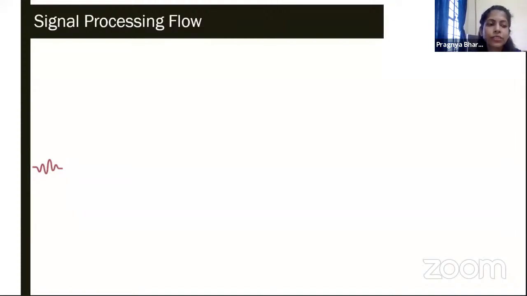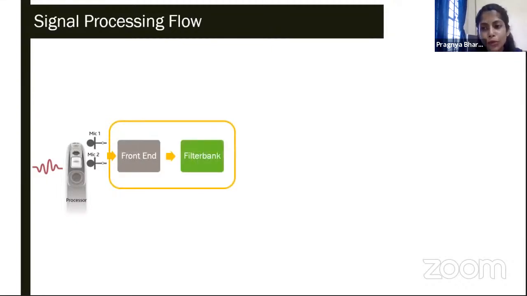So when an acoustic signal, or let's say a speech signal, arrives at the processor of the cochlear implant, it is picked up at the microphone level. The microphones convert it into an electrical signal and send it for front-end processing. Now, when we say front-end processing, these are certain basic manipulations that the processor's electronics will do to the signal. The main goal over here is to improve the signal to noise ratio.